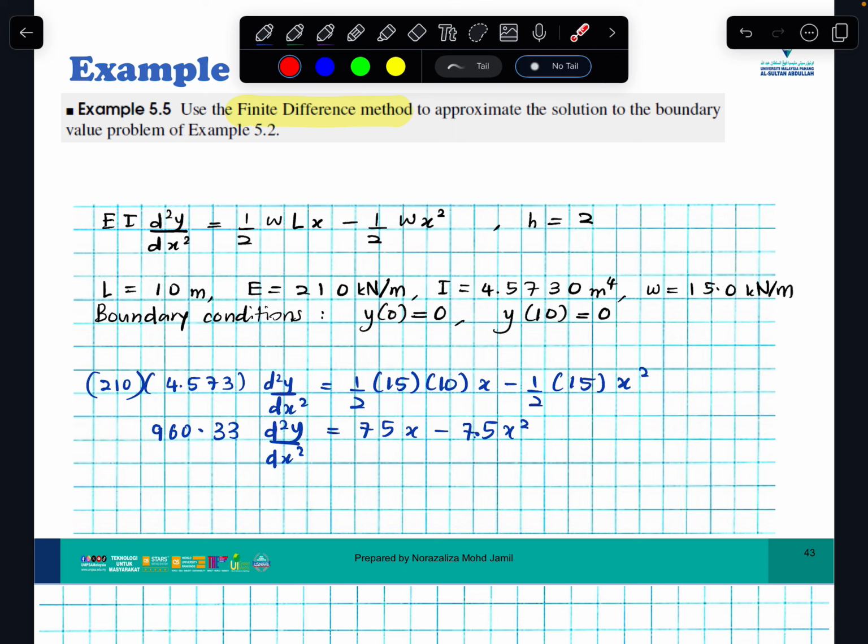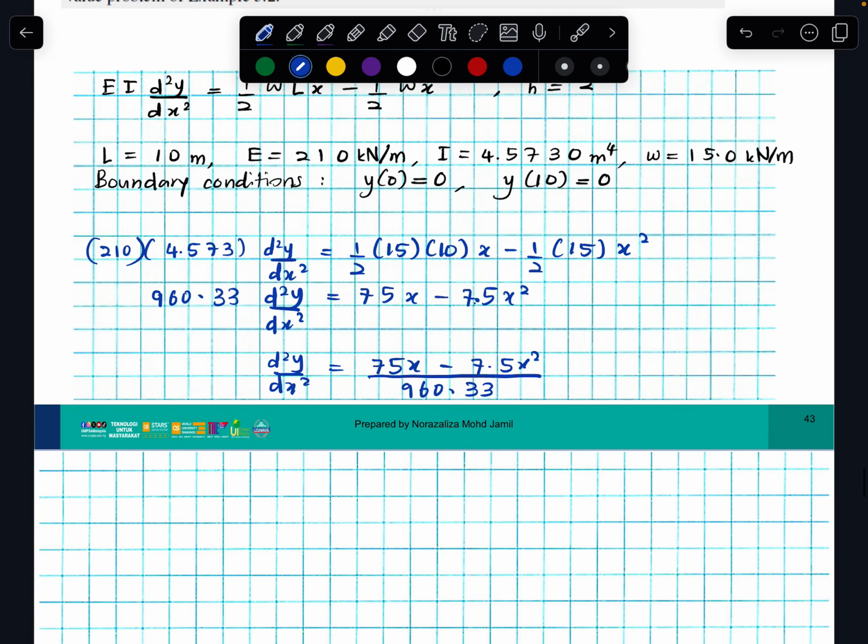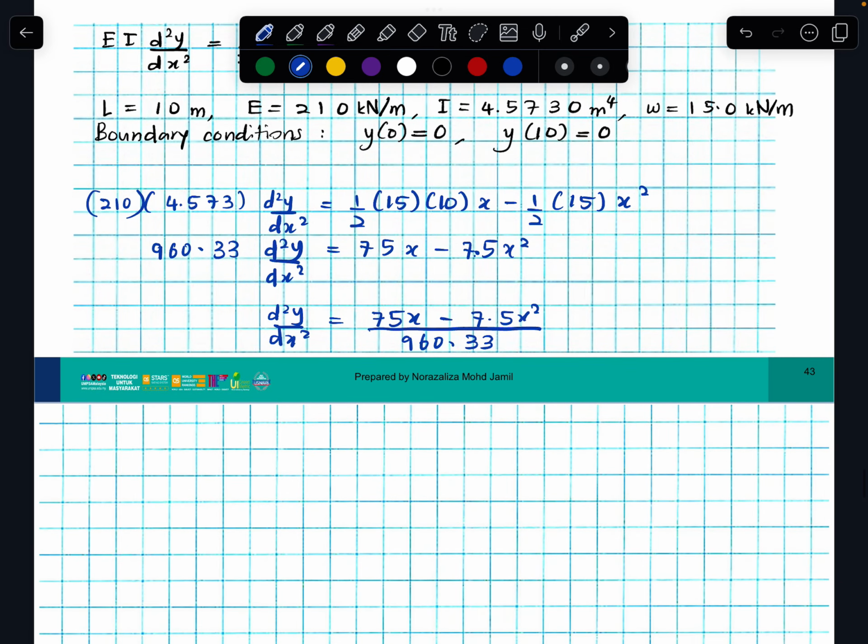Note that for finite difference method, the coefficient of d2y/dx² must be 1. So we divide this value and then you will get this. So this is the differential equation. Okay, so we will use this by using finite difference method.